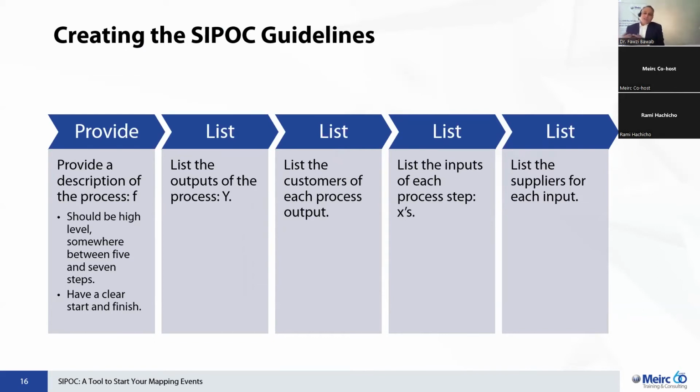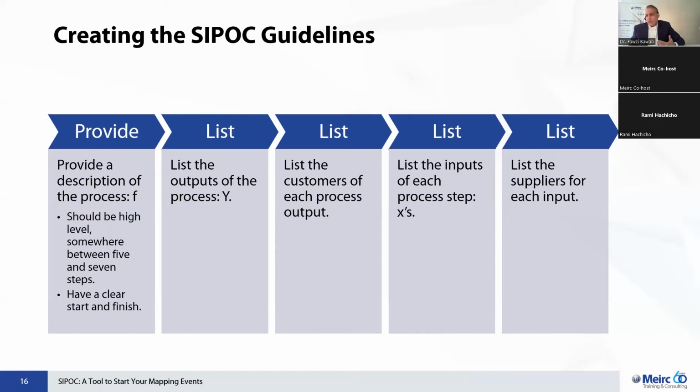And then we can ask about the customers, who are the specific customers that are receiving each of these process outputs. Then we go back and identify what we refer to as the inputs or X's, and then we identify the suppliers. So we prefer to do it backwards, just to ensure that when we go back, we are capturing all the outputs and then we're going back to the inputs. So this slide here just gives us a brief on the procedure and how it's done.